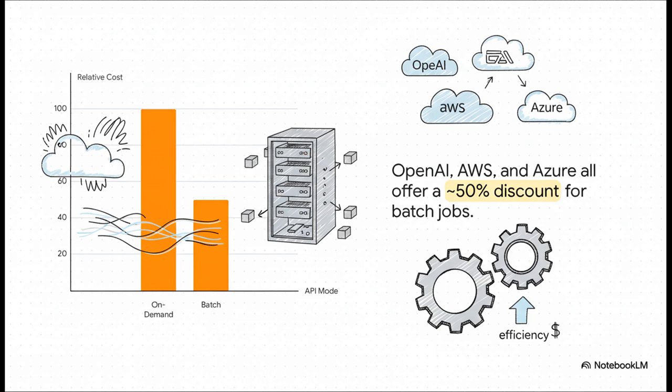And this right here is the simple genius behind batch mode. Providers like OpenAI, Azure, and AWS are basically saying, hey, if you can wait, we'll give you a 50% discount. And why would they do that? Because it lets them monetize their idle capacity. They can run your job whenever their expensive GPUs would otherwise just be sitting there doing nothing. It's a total win-win for hardware utilization.